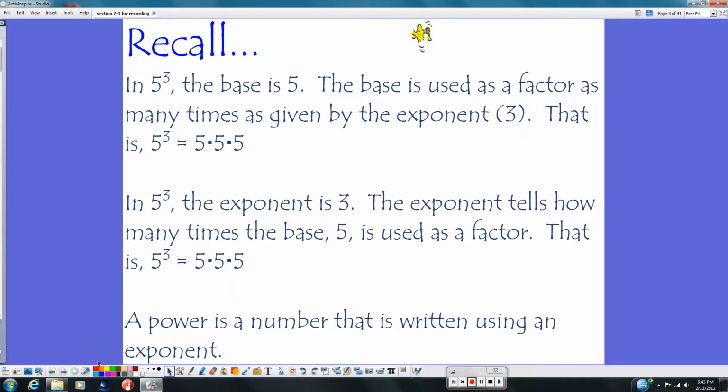So, just reviewing a couple of things. In 5 to the third, the base is the 5. The base is used as a factor as many times as given by the exponent, which in this case is 3. So that means 5 to the third is equal to 5 times 5 times 5. In 5 to the third, the exponent is 3. The exponent tells how many times the base 5 is used as a factor. That is, 5 to the third, again, is equal to 5 times 5 times 5. And a power is a number that's written using an exponent.